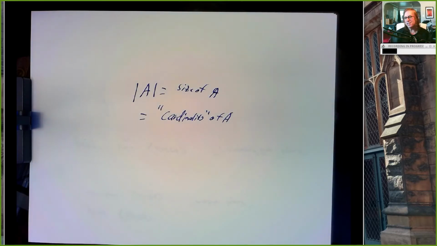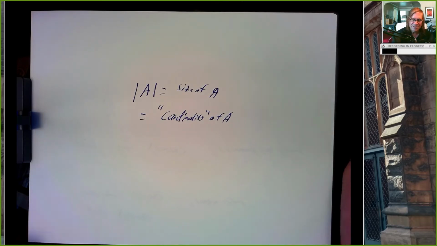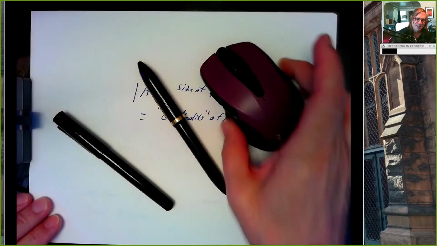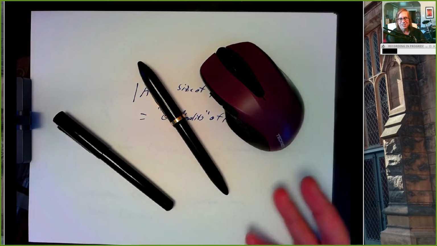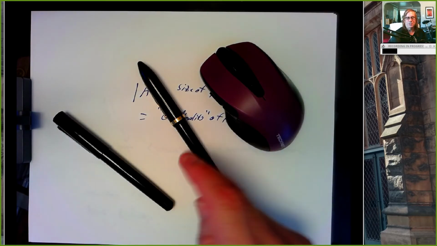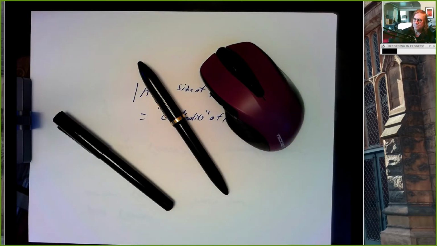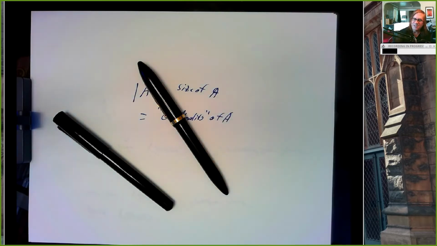And in most cases, cardinality just means the number of things in the set. So if I have a set containing 2 pens and a mouse, the cardinality of that set would be 3, because it's got 1, 2, 3 things. And if I have the set of integers between 1 and 5, the cardinality of that set is 5, because it's got 1, 2, 3, 4, 5 things in it.